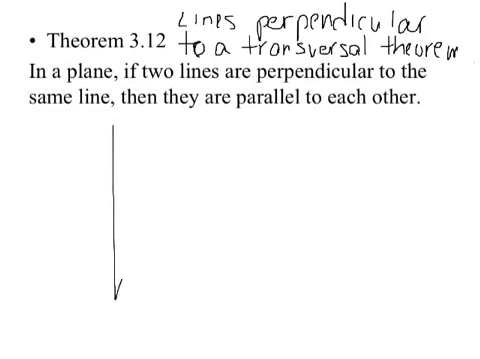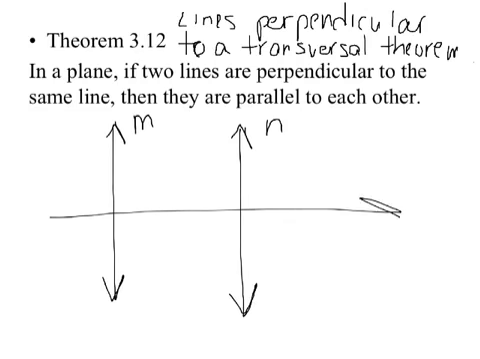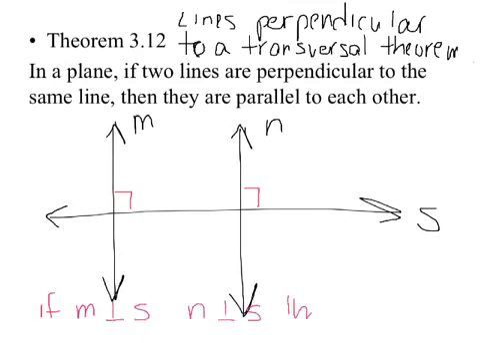So here I have two lines, M and N. Okay, if two lines are perpendicular to the same line, S for same line, so these are both perpendicular to line S, therefore they're parallel. So if M is perpendicular to S and N is perpendicular to S, then M is parallel to N.